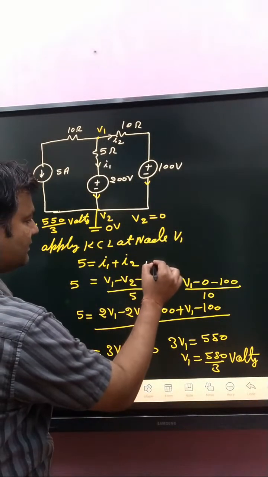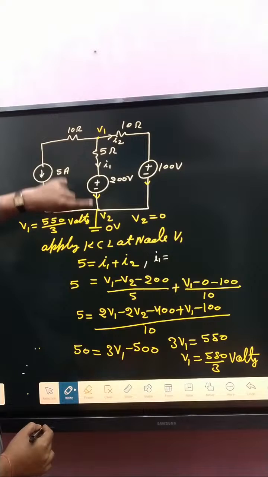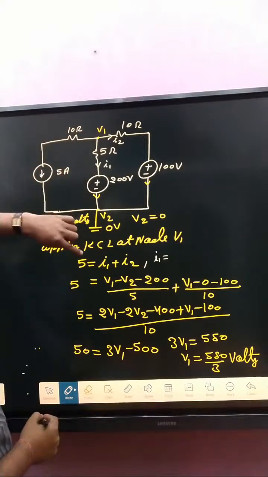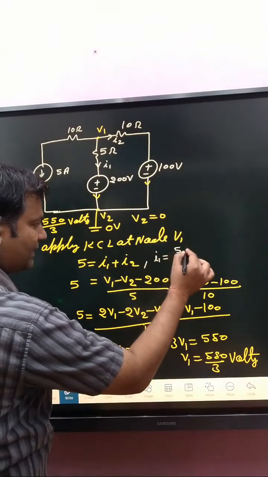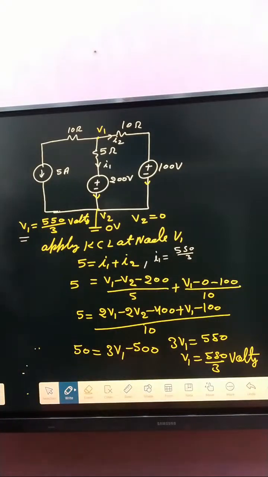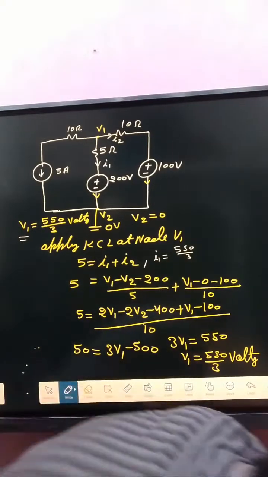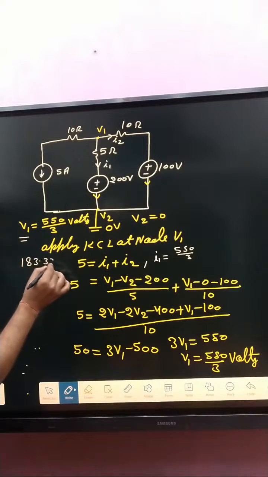I1 is basically, what about I1? I1 is V1 minus 0, that is this one. V1 is how much? 550 divided by 3. So basically, what about that value? Using calculator, it is 550 divided by 3, that is 183.33. Okay.